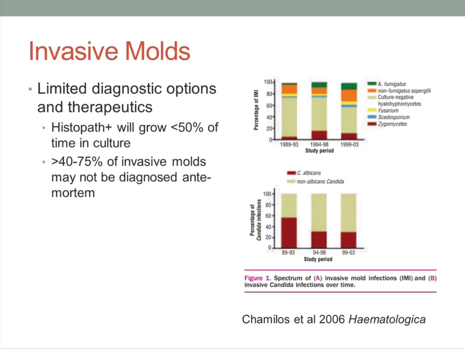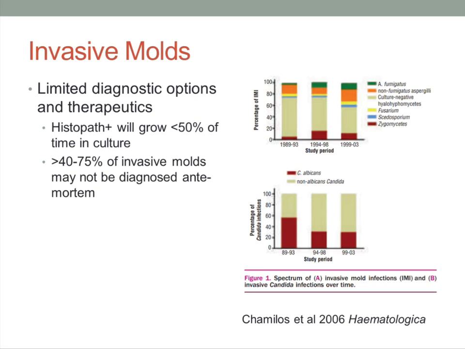The biggest challenge for molds is we still have very limited diagnostic options. Therapeutics are a little bit better, but, best case scenario, it's very difficult to grow these organisms. Histopathology is still more sensitive than culture. But even in a histopathology-positive specimen, you're only going to grow the organism less than half of the time. So just having it in a specimen from a pathologic biopsy, it may be a challenge to actually grow the organism.